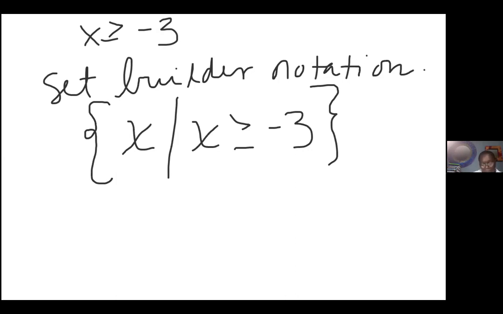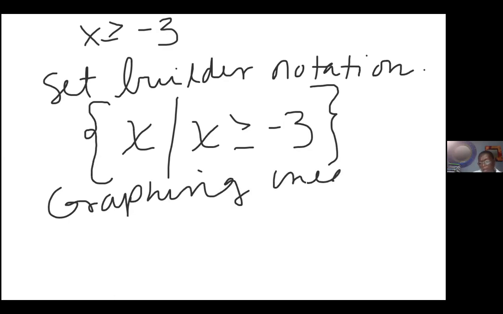All right, guys. So now we're going to talk about graphing. When it comes to graphing the inequalities, guys, a couple of things you have to keep in mind. First and foremost, if you're graphing with greater than, less than, you're going to have to use the parentheses for the boundary value.